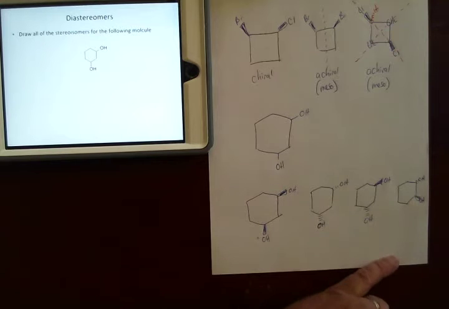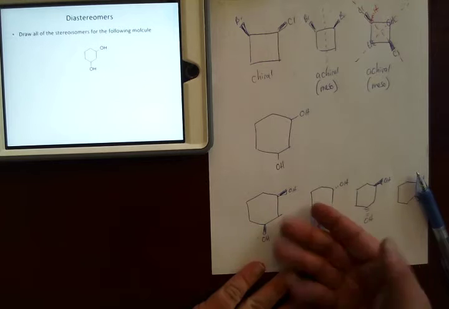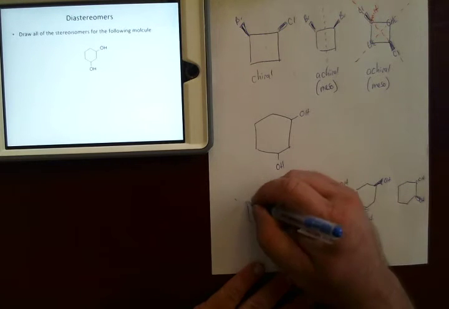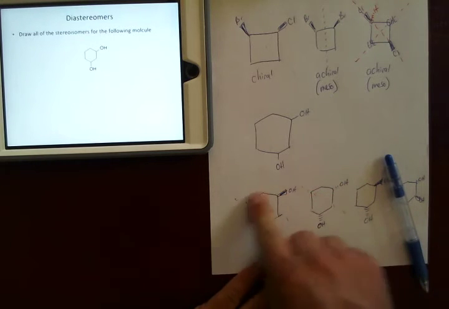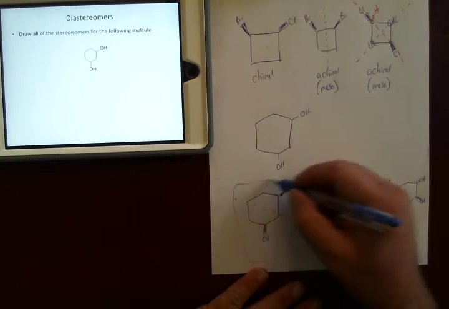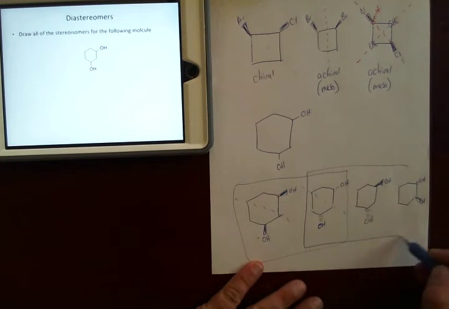Now the problem is, if you just flip this over, because they're meso, you can sort of see the plane of symmetry here. These, in fact, are the same. These two here are the same molecule. And so really, there's only three potential stereoisomers. There's actually only three.